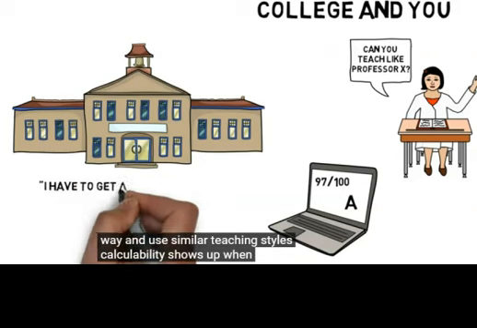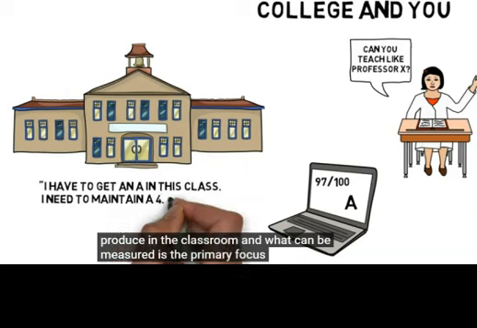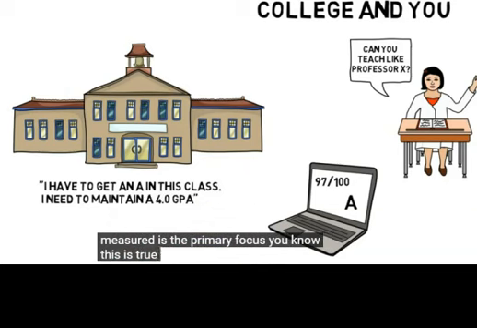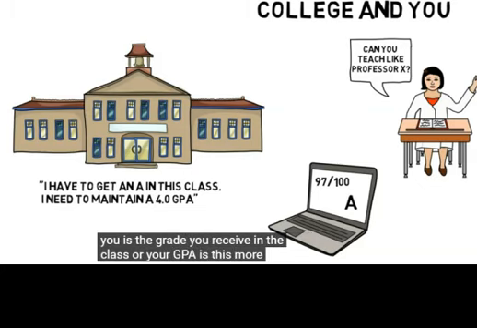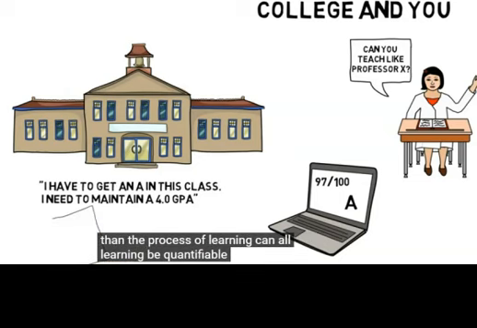Calculability shows up when what we produce in the classroom and what can be measured is the primary focus. You know this is true when what matters most to you is the grade you receive in the class or your GPA. Is this more important than the process of learning? Can all learning be quantifiable?